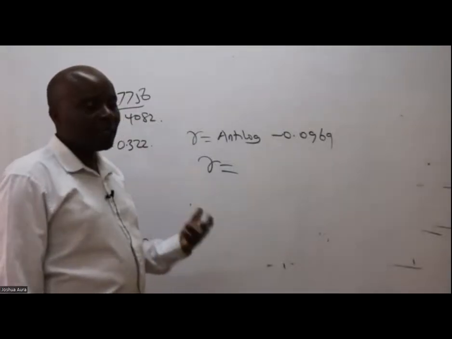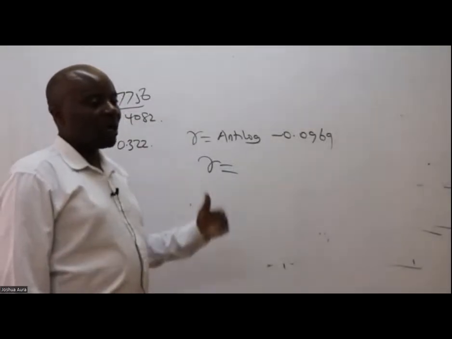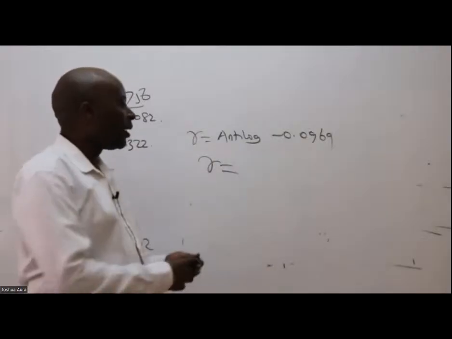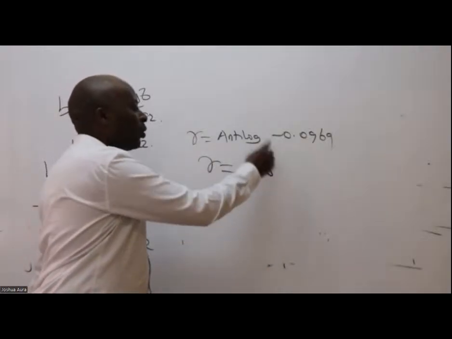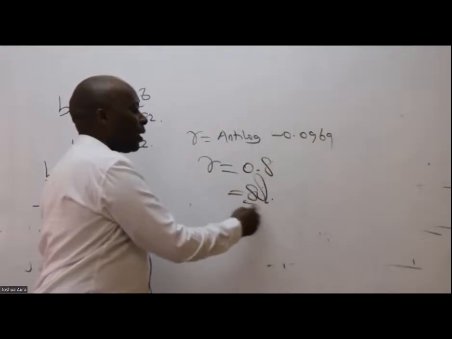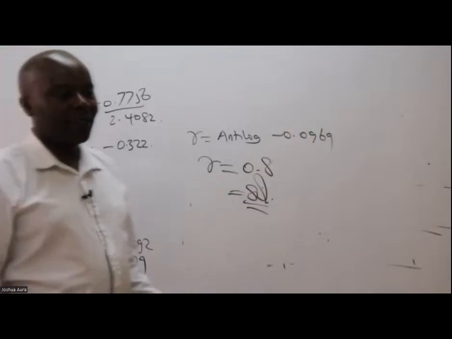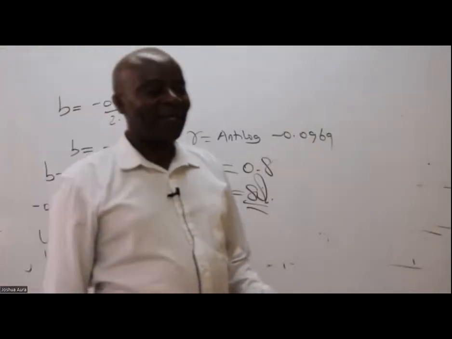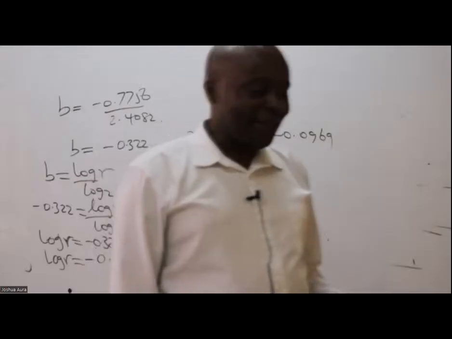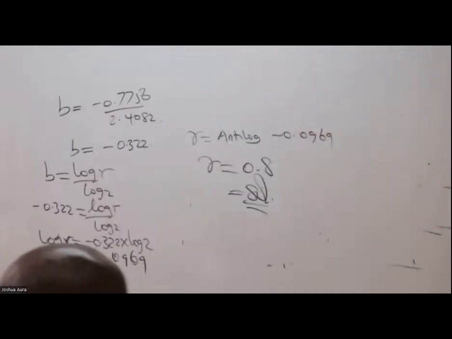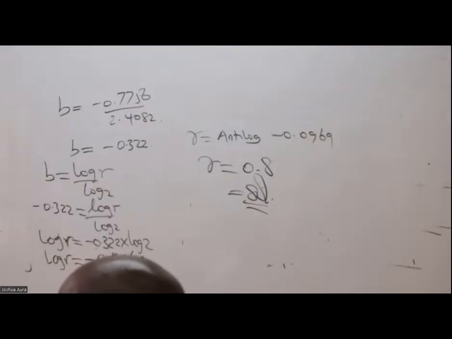And how do I get antilog? To get antilog, I'll be forced here to say shift logarithm, this number, which you will be able to get something close to 0.8, which is what here? 80%. In an exam, how many marks would you have scooped in this question? What percentage would you have scooped?